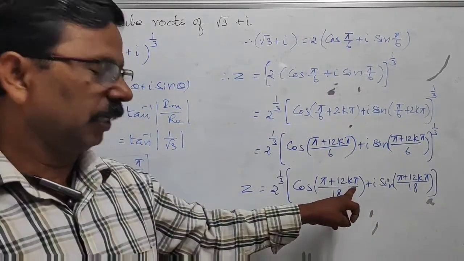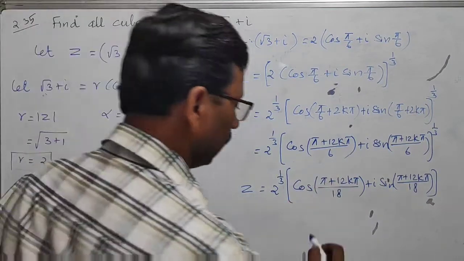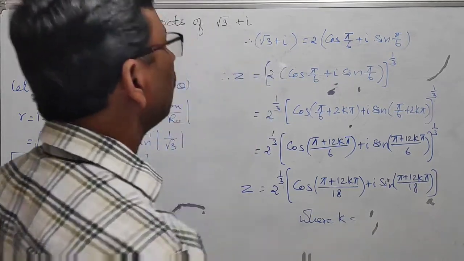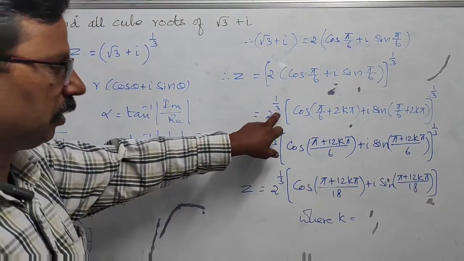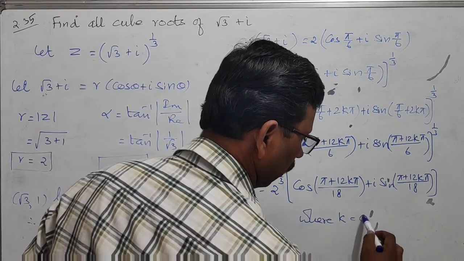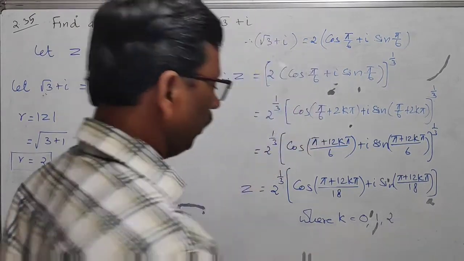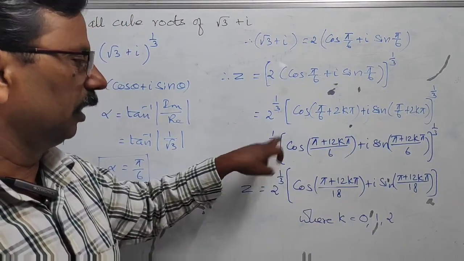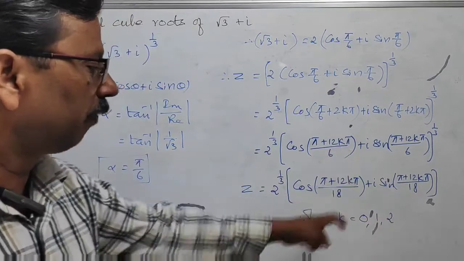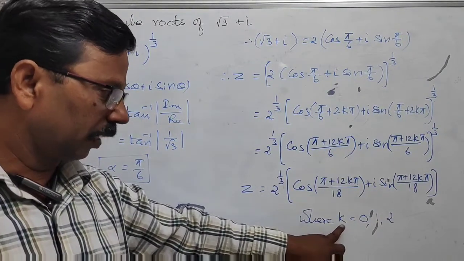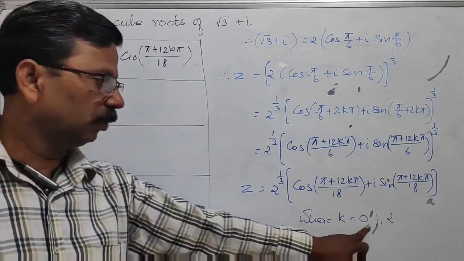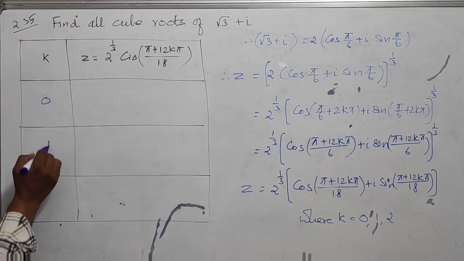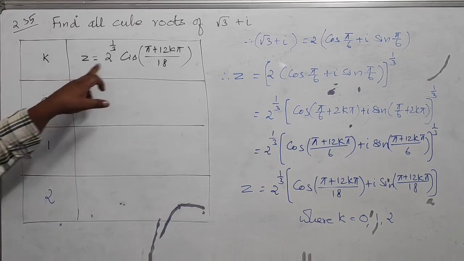Now here, for different values of k, what values can k take? Here the n value is 3. Therefore k can take only 3 values: 0, 1, 2, because k goes from 0 to n minus 1, and n equal to 3, 3 minus 1 is 2, therefore you can stop with this 2. Now we have to replace the value of k as 0, 1, 2. Then we are finding the corresponding z value.